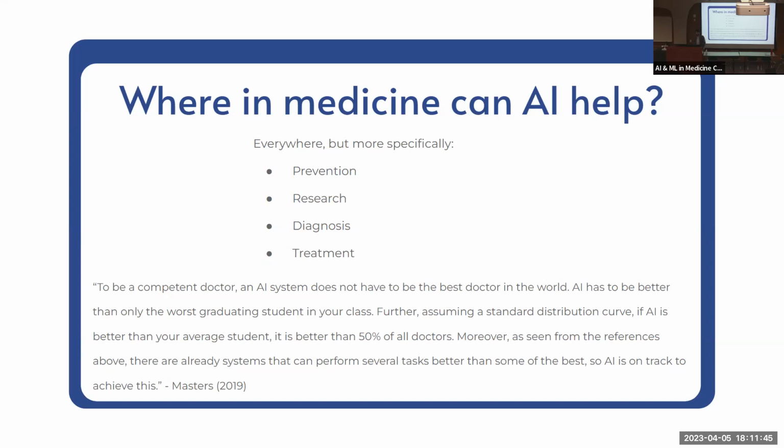So think about a medical school class. There's 170, 160 people in that class. If AI can do better than the worst graduating student, it's a pretty good doctor, isn't it? If AI is better than your average student, it's better than 50% of all doctors. Moreover, as seen from the references in the paper, there are already systems that can perform several tasks better than some of the best. So AI is on track to achieve this.